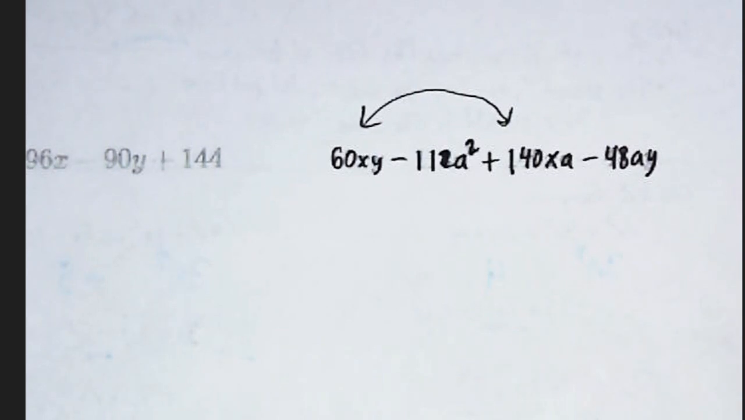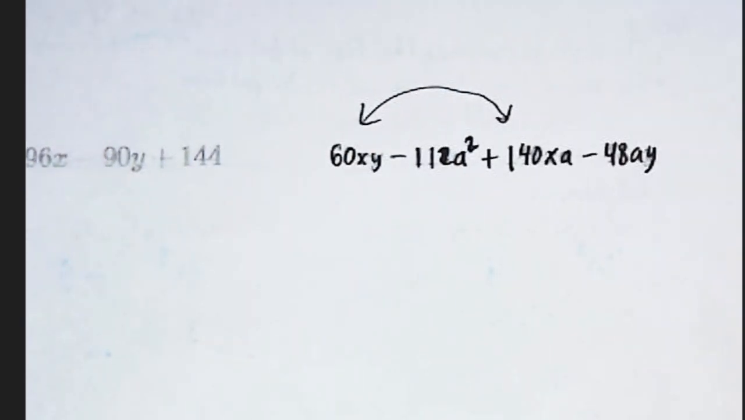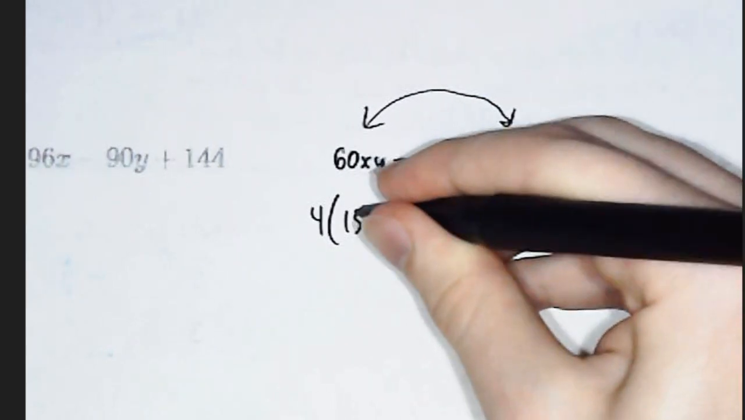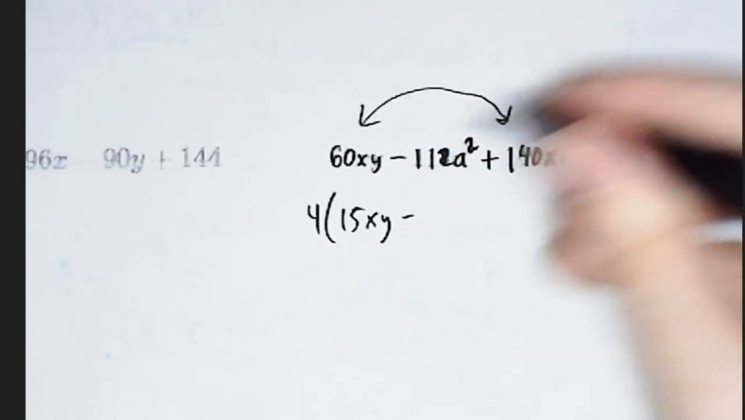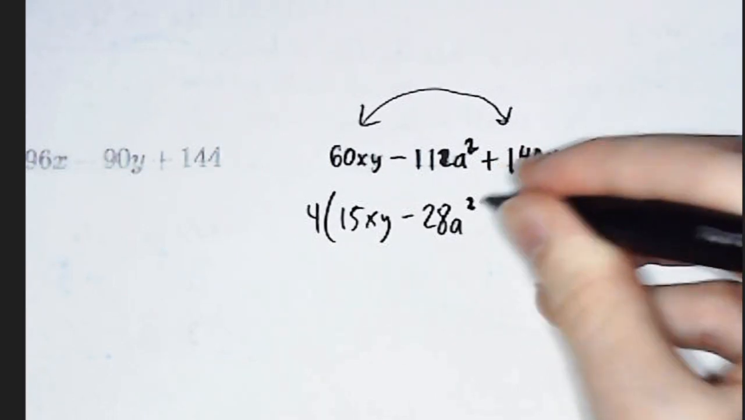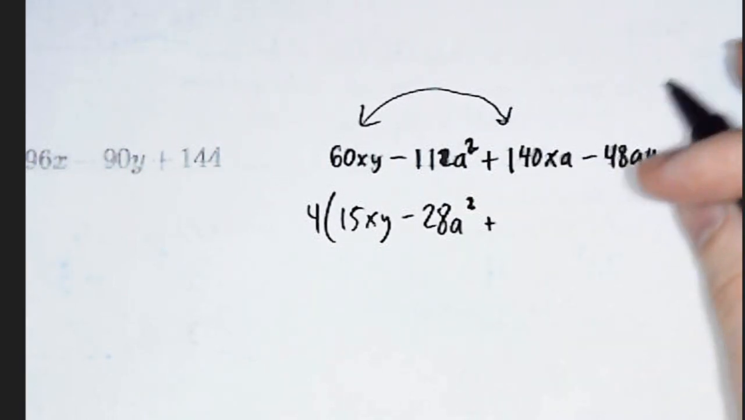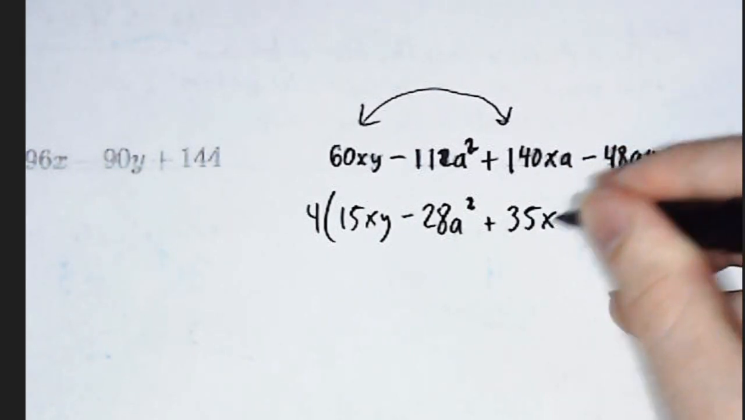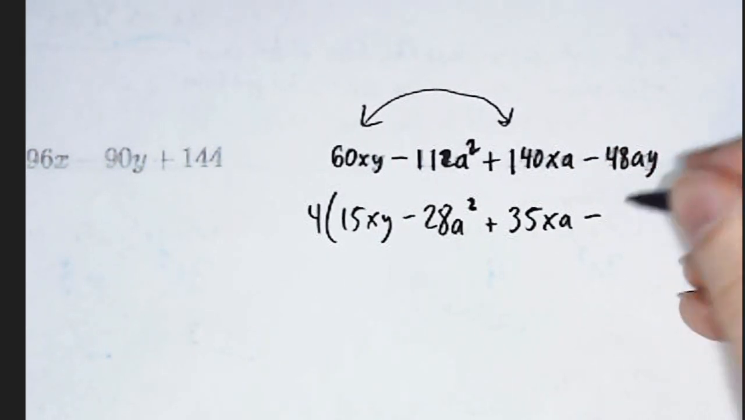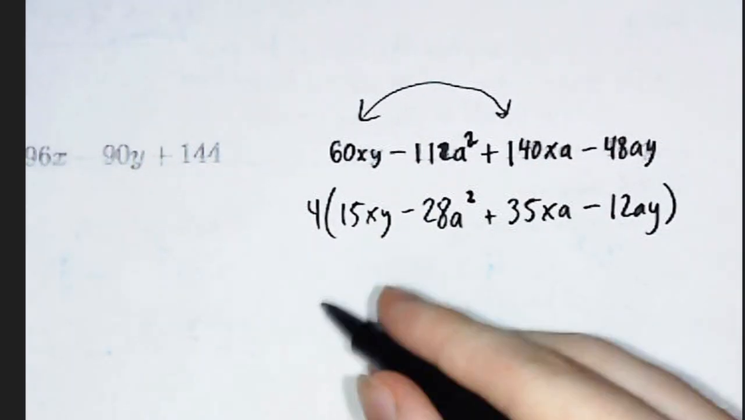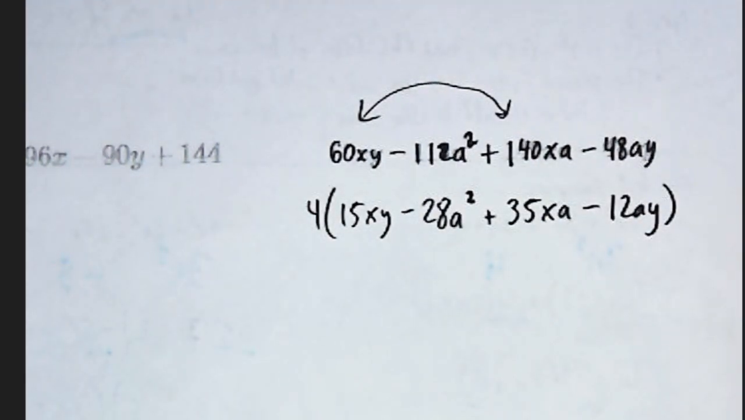Yeah, no, it's 4. Okay, so once you pull out a 4 from everything, we should get 15xy minus 28a squared plus 70 divided by 2 is 35xa minus 12ay. So you take out a GCF from the whole thing. That's an overall GCF from the whole thing, right?